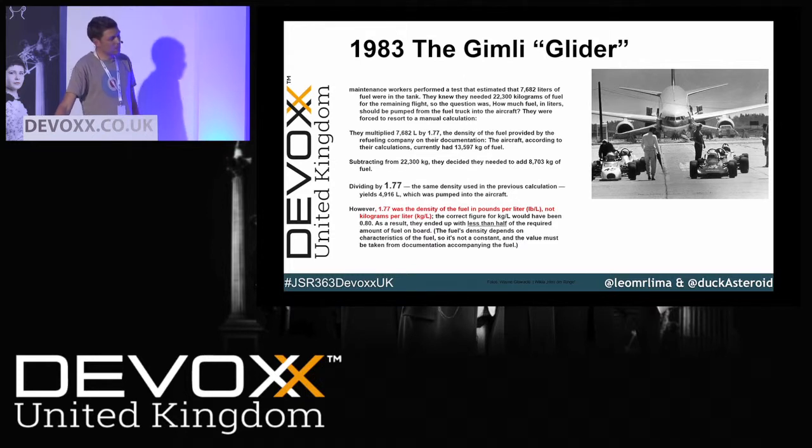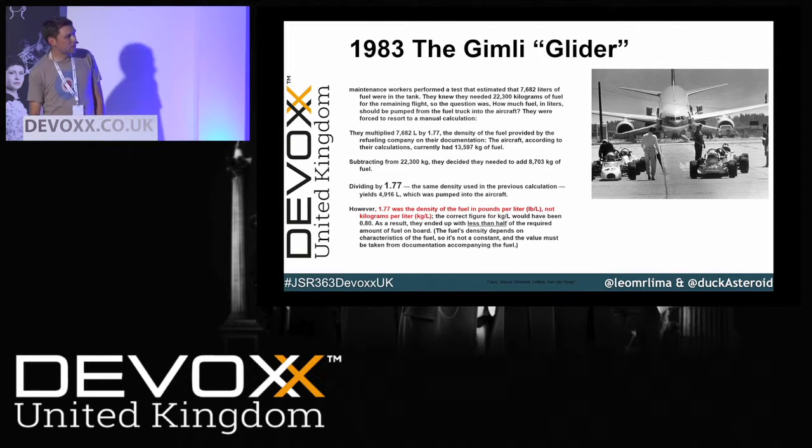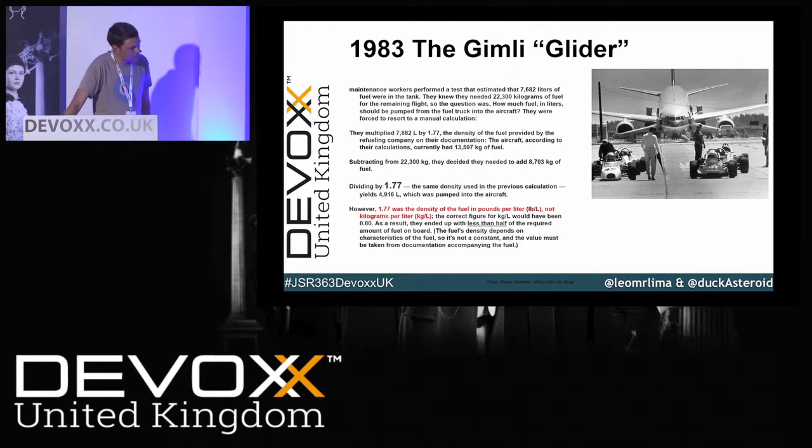But the main cause of that was the guys putting the fuel in used 1.77 as the density estimate for litres from weight of fuel, whereas in actual fact that number was for pounds per litre, not kilograms per litre. So again, a dodgy unit equals big cost.